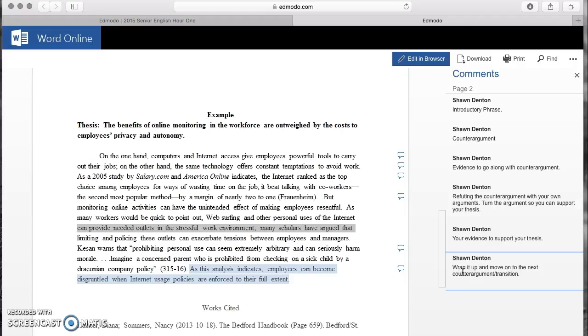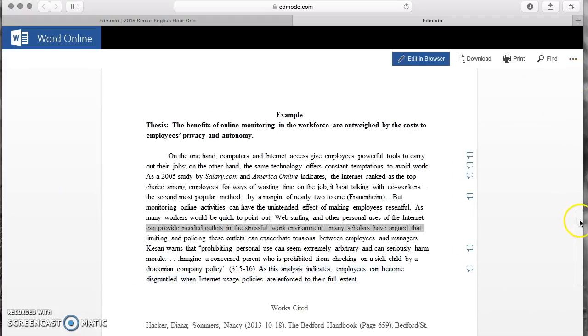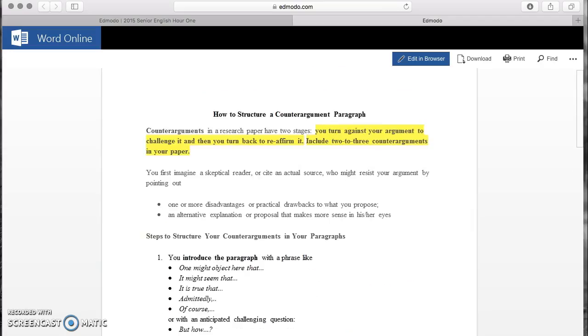I would suggest in your paper having at least 3 counter arguments in this particular section, 3 to 5 max. I know it said 2 to 3 up at the top of the particular page, but I would say for this particular paper, since you guys are advanced and I'm moving you on past what we did last year, if you could do 3 to 5 counter arguments, that would be awesome.